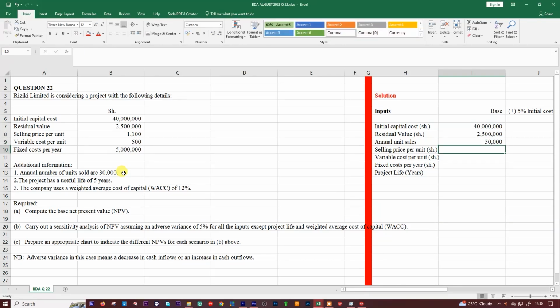We have the selling price per unit given to us on the right here. So enter that. The variable cost per unit as well, given to us there. Enter. Then the fixed costs per year have also been given to us there. So plus.